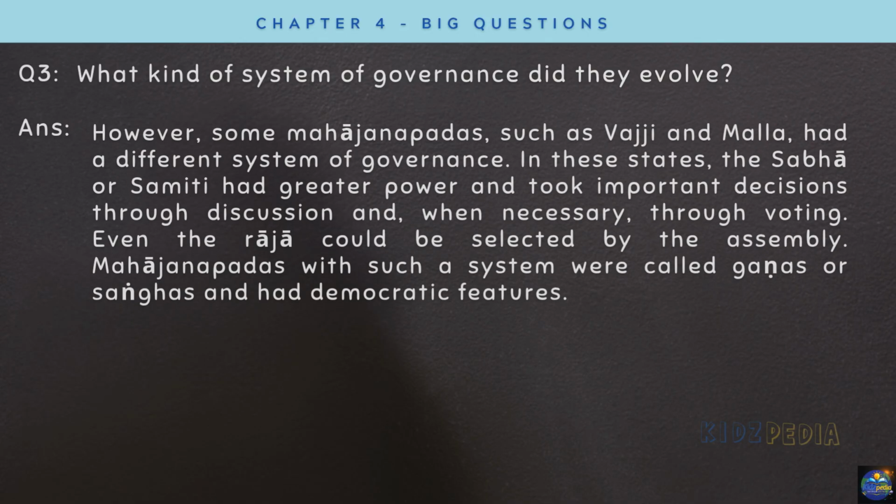However, some Mahajanapadas such as Vajji and Malla had a different system of governance. In these states, the Sabha or Samiti had greater power and took important decisions through discussion and when necessary through voting. Even the Raja could be selected by the assembly. Mahajanapadas with such a system were called Ganas or Sanghas and had democratic features.